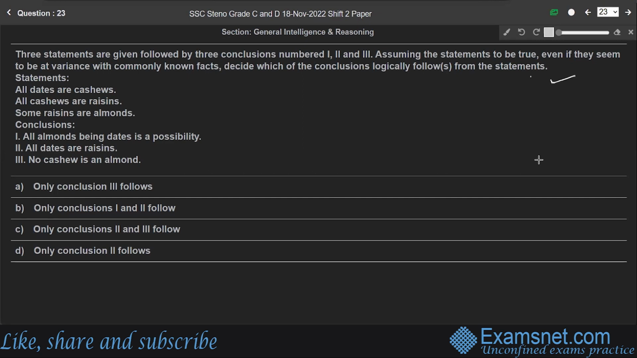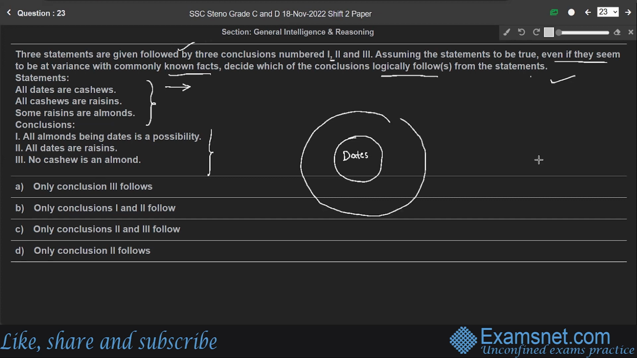Question number 23. 3 statements are given followed by 3 conclusions numbered 1, 2, and 3. Assuming the statements to be true, even if they seem to be at variance with commonly known facts, decide which of the conclusions logically follow from the statements. We'll represent the given statements in the form of a Venn diagram. All dates are cashews. So we'll consider a set of dates like this. All dates are cashews means this set is completely included in the set of cashews, right?